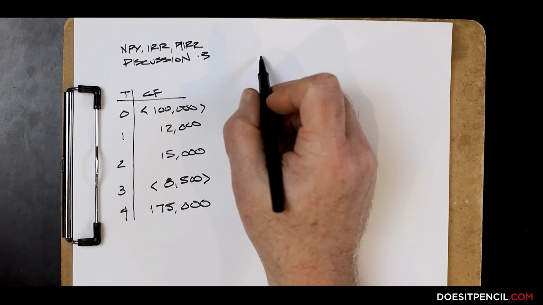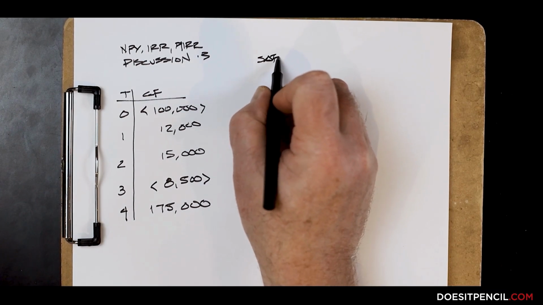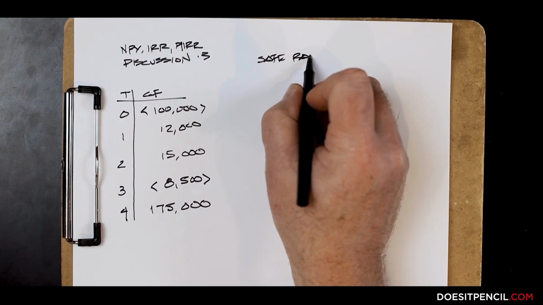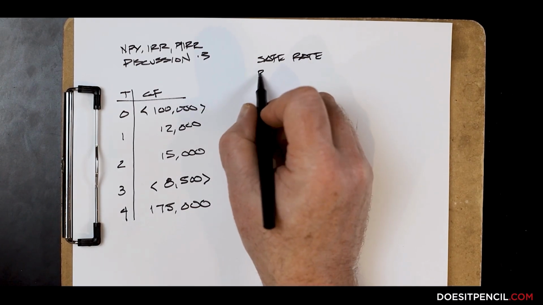What MIRR does is it validates the IRR by introducing two rates. Now, these are rates that you bring into the equation. You do not solve for them. So one's called a safe rate, and one is called a reinvestment rate.